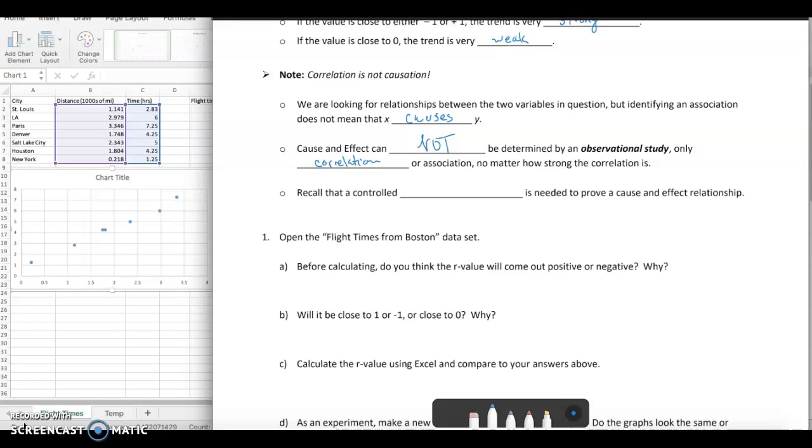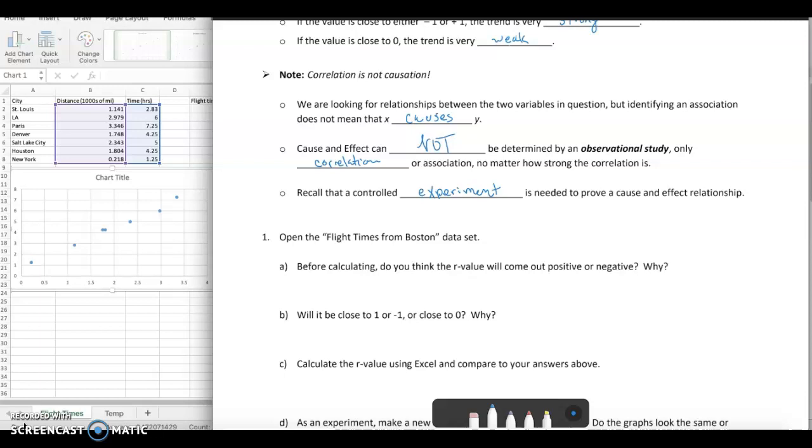Recall that a controlled experiment is needed in order to prove any sort of a cause and effect relationship. And in the absence of a controlled experiment, regardless of how strong the association is that you may find, you cannot declare that one variable causes the other one to happen.